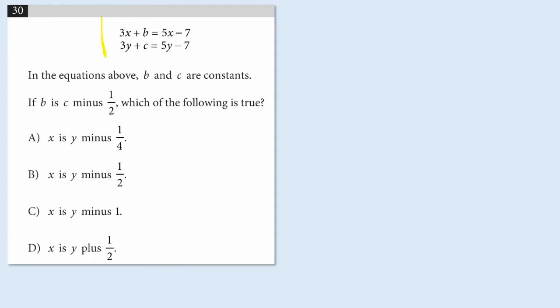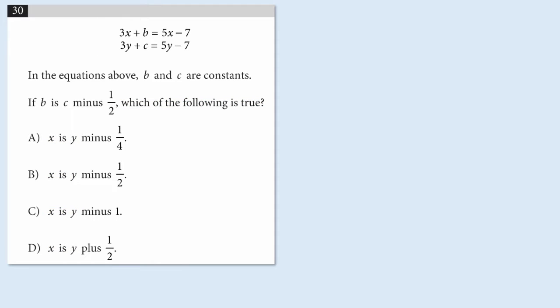A system of equations, but there are a lot of variables there. There's x and y and b and c, and I wasn't sure how to start with this. I see that the question is, which of the following is true? And then I glanced at the answer choices. The first statement is x is, the second is x is, and the third and fourth are also all x's. So this question is just asking, what is x?